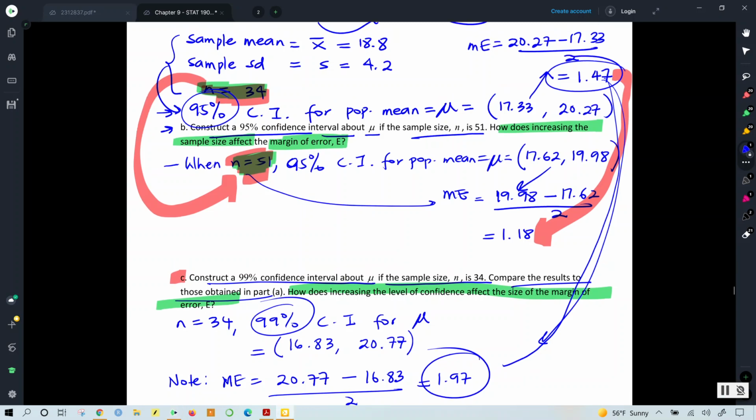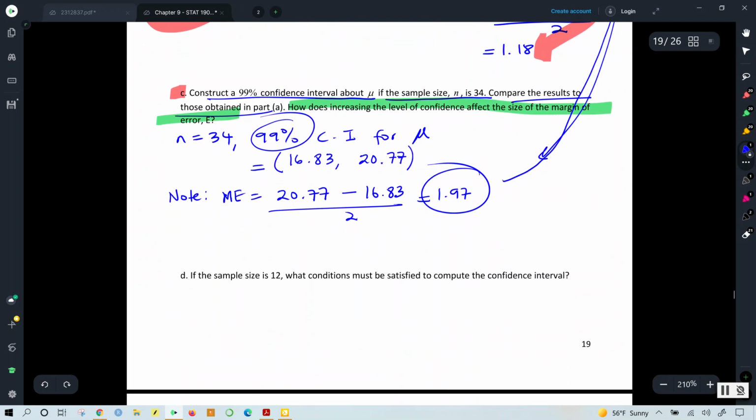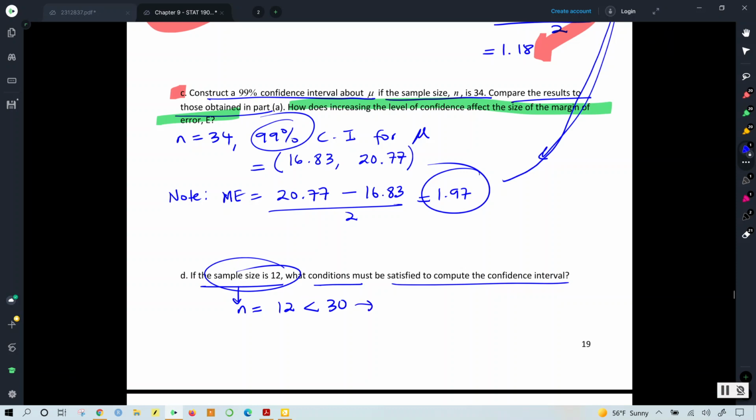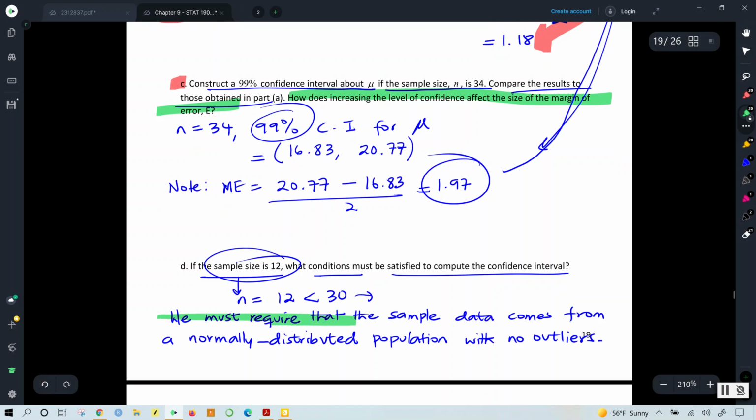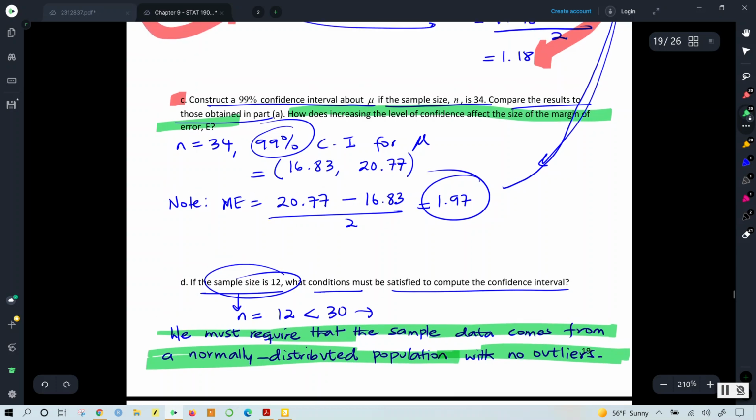With that part done, we proceed to the last part of this question. If the sample size is 12, what conditions must be satisfied to compute the confidence interval? What we immediately observe is that our sample size n here is 12. It is less than 30. So what we must require is that the sample data comes from a normally distributed population with no outliers. So with that said, we come to the end of that question.